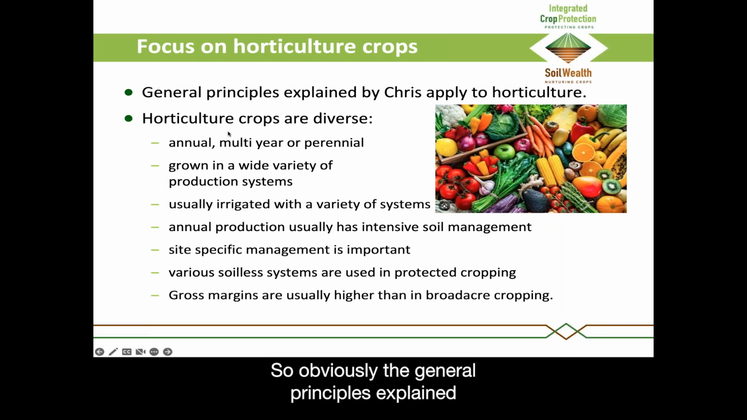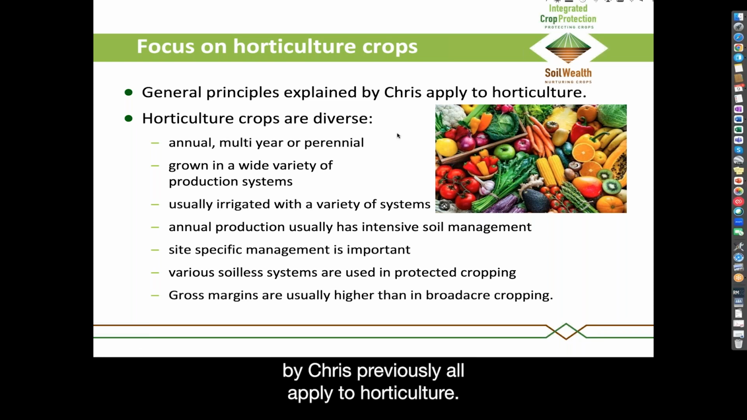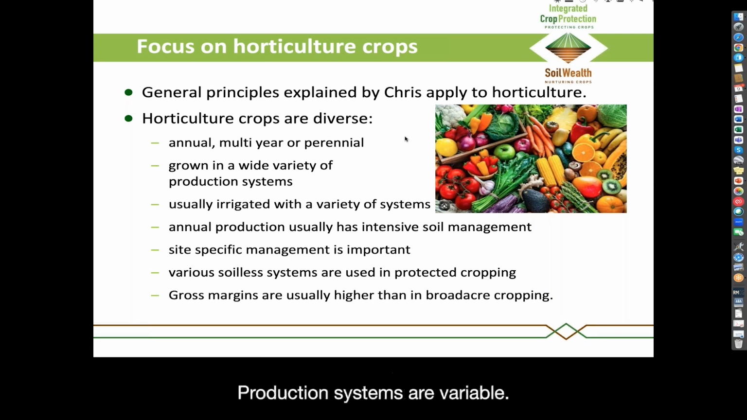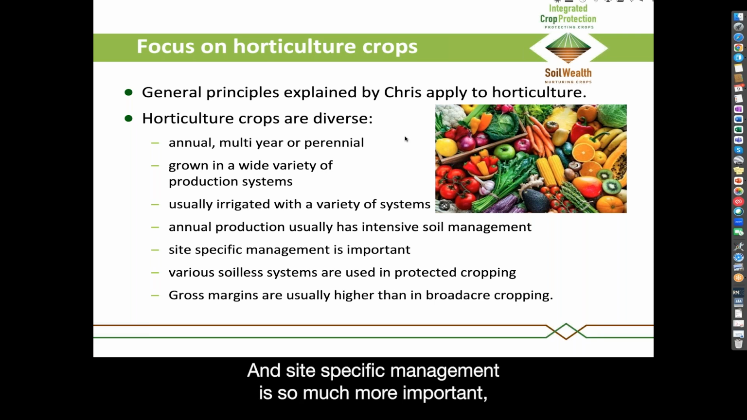So obviously the general principles explained by Chris previously all apply to horticulture. Horticulture can sometimes be a little bit more challenging because you have quite a diversity in crops. You deal with perennial crops where nutrients are also stored in the trunk and the roots, and you need to consider that. Production systems are variable, irrigation systems are variable, of course, and site-specific management is so much more important.